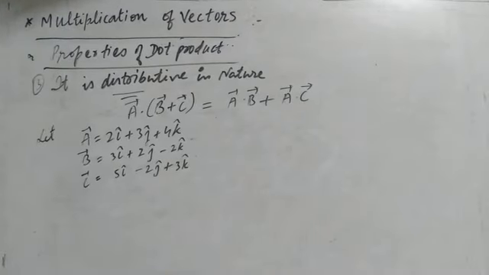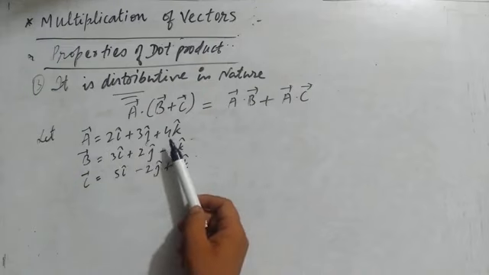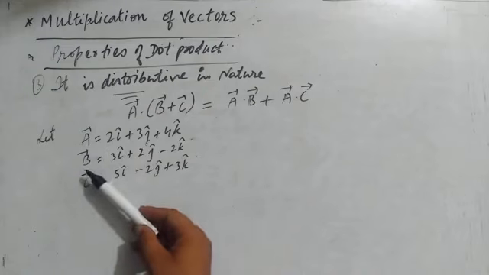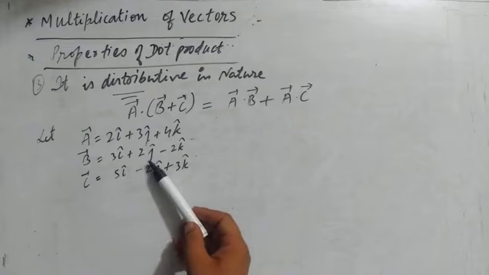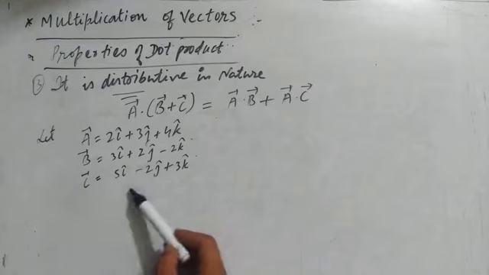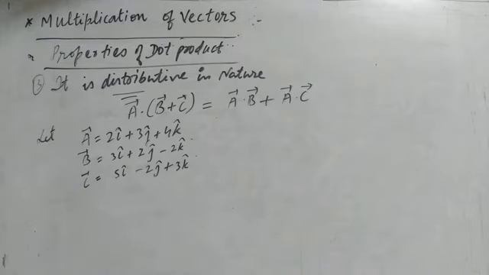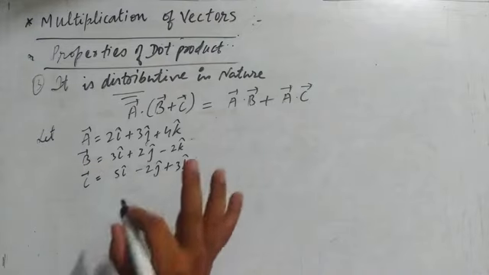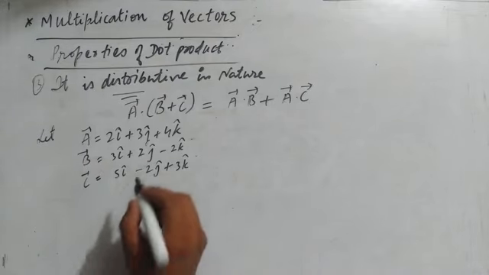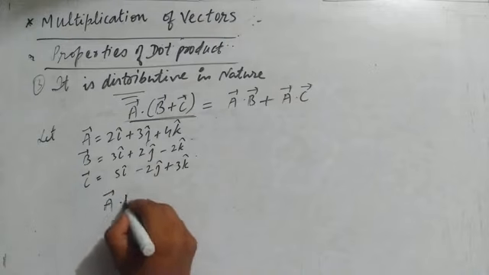Now take an example. a vector equal to 2i cap plus 3j cap plus 4k cap. Similarly, b vector equal to 3i cap plus 2j cap minus 2k cap. c vector equal to 5i cap minus 2j cap plus 3k cap. You can take any value of your own for proving this. Now we have to find out first of all a vector dot (b plus c).